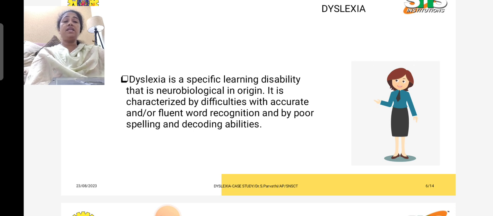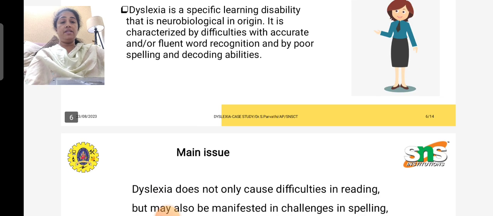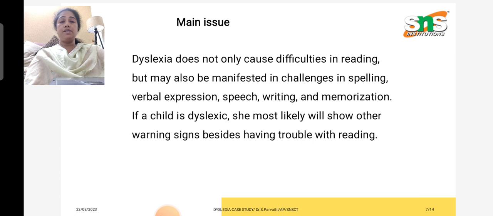Dyslexia is a specific learning disability that is neurobiological in origin. It is characterized by difficulties with accurate or fluent word recognition and by poor spelling and decoding abilities. What are the main issues? Dyslexia does not only cause difficulties in reading but also may be manifested in challenges in spelling, verbal expression, speech, writing and memorization. If a child is dyslexic, he or she likely will show other warning signs besides having trouble with reading.